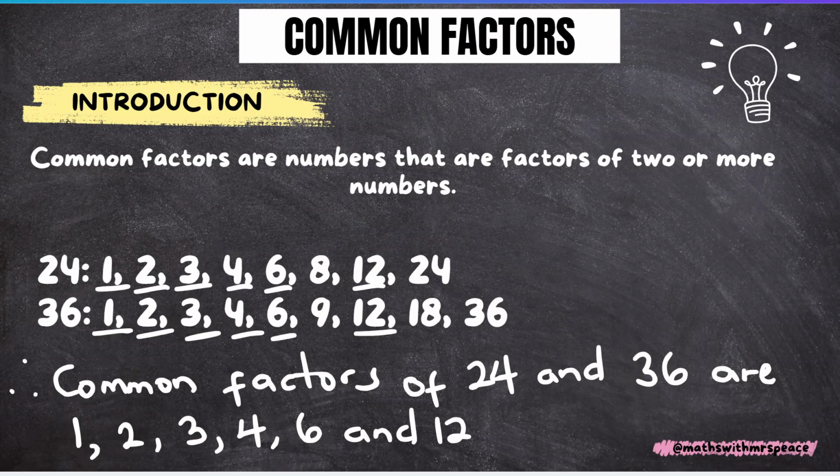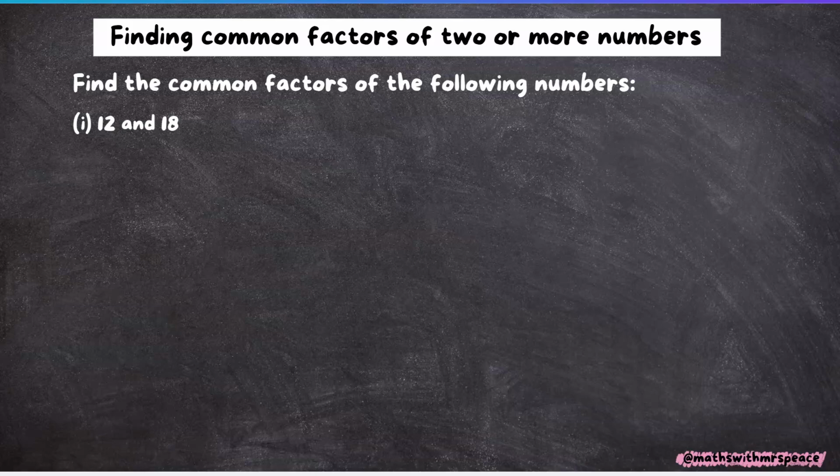We're going to go ahead and do a couple of more examples on finding common factors between two or more numbers. The first example we have on our screen, find the common multiples of the following numbers 12 and 18. So in this instance, we're going to go ahead and list the factors of 12, list the factors of 18, and then we're going to identify the common factors between the both of them.